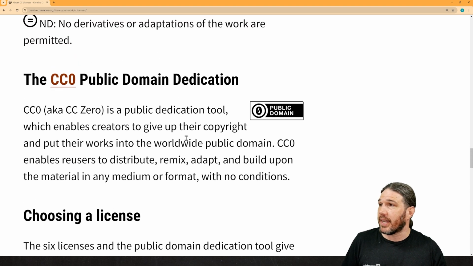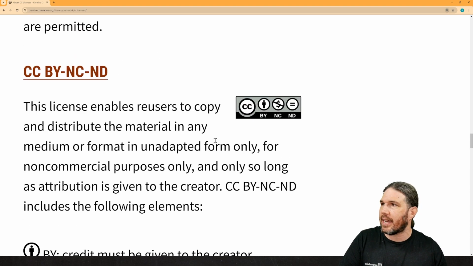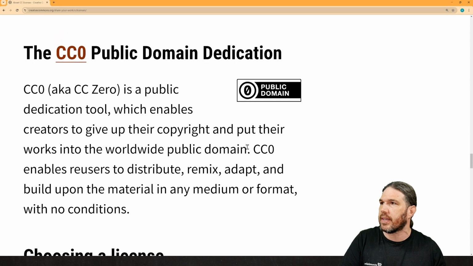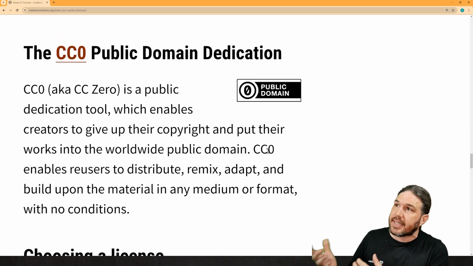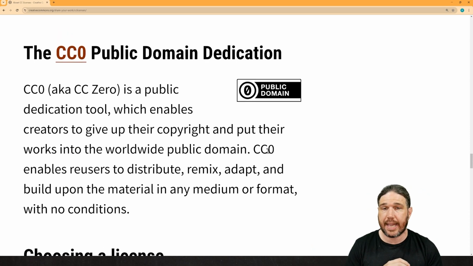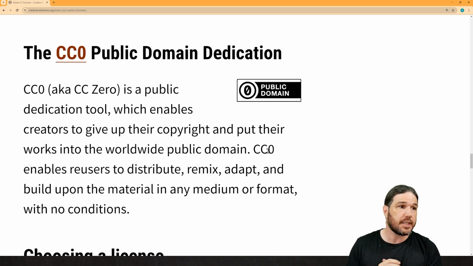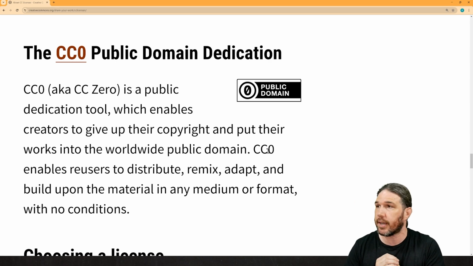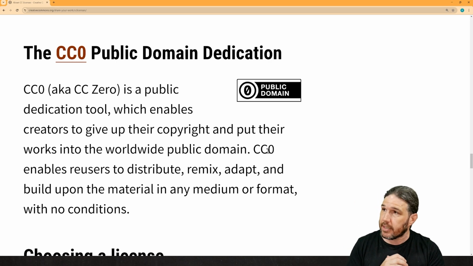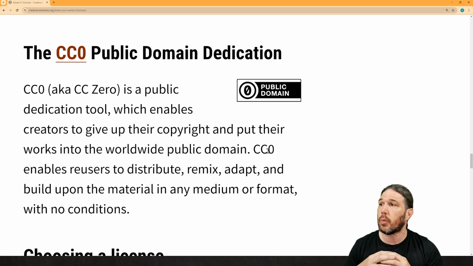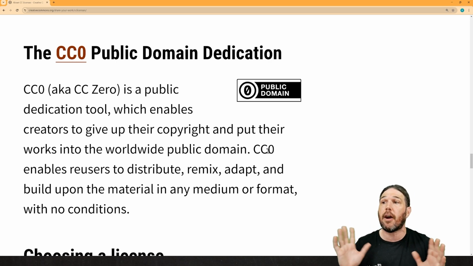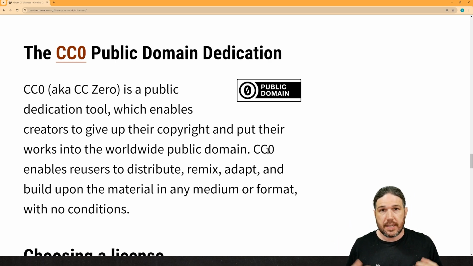And then finally, this isn't exactly the same thing as these previous licenses. This is the CC0 public domain dedication. Now, we talked about public domain in a previous video, and you'll see it symbolized by that little 0 in a circle. The CC0 is a public dedication tool which enables creators to completely give up their copyright and put their works into the worldwide public domain.